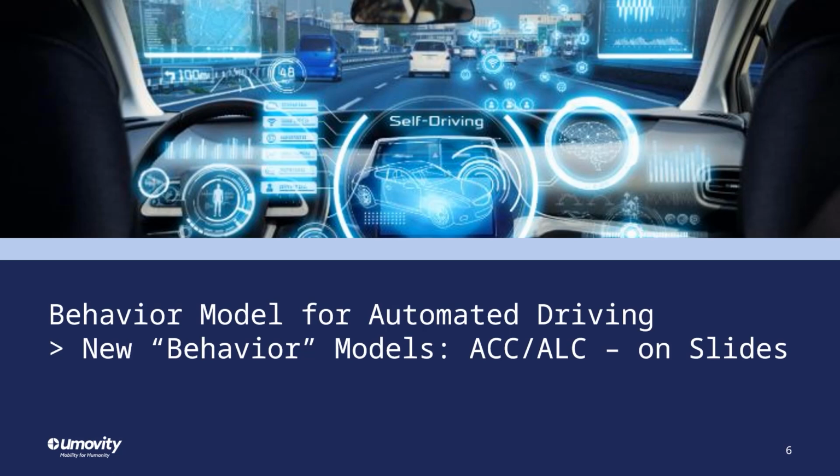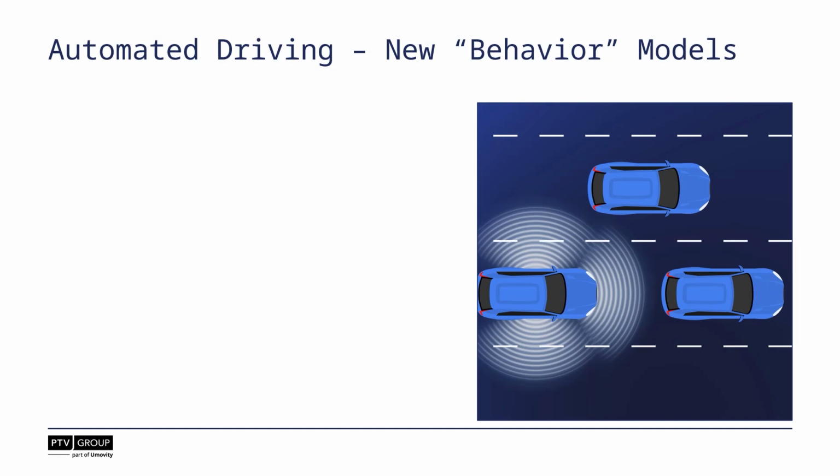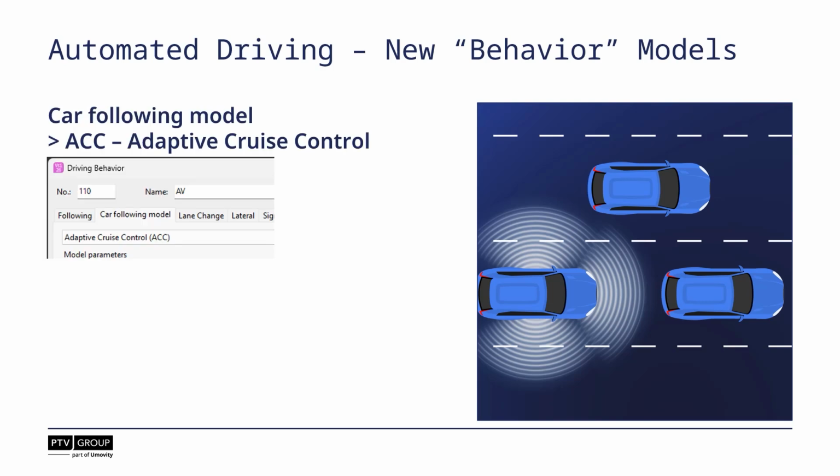Therefore, let's dig into these models in the next couple of slides. What we introduced are basically 2 models that allow you to model different levels of automated driving. The first one is a new car following model that you can select in the driving behavior settings for the car following model. It's called ACC, which is short for Adaptive Cruise Control. This following model can be combined with all the normal models, parameters, and settings for human drivers to reflect, for example, how human drivers behave using an ACC on a highway.